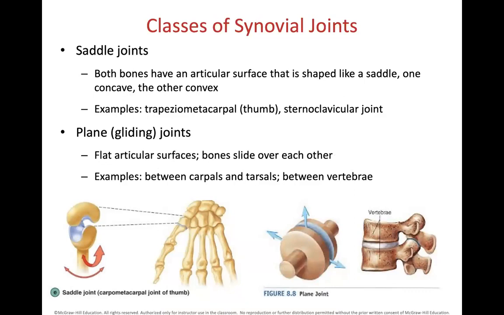Another example of this in the hand is the joint between the trapezium, which is the bone right below the thumb in the carpal region, and the metacarpal of your thumb, essentially. So that's going to be a saddle joint. You can't really tell that it's a saddle joint just from the diagram. These are a little bit harder to see. Oh, and then the sternoclavicular joint. So where your sternum meets up with your clavicle, that's also going to be a saddle joint.